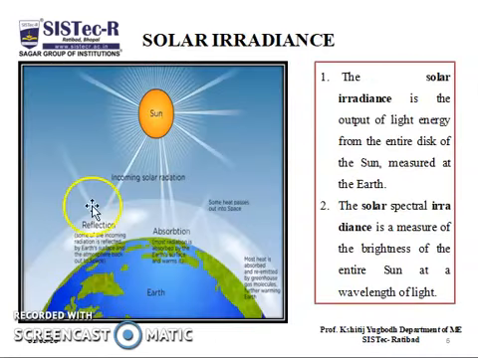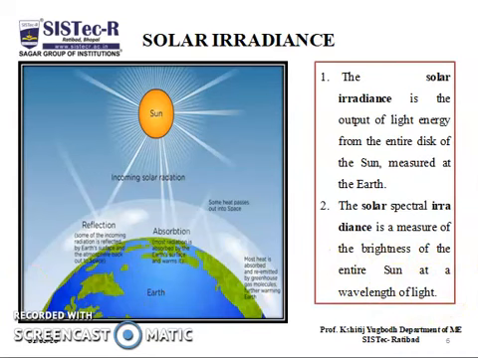Now the another term, that is solar irradiance. The solar irradiance is the output light energy from the entire disk of the sun measured at the earth. Means whatever radiation or energy is coming out from the whole disk of the sun on the earth, that is known as the solar irradiance. The solar spectral irradiance is a measure of the brightness of the entire sun at a wavelength of light.